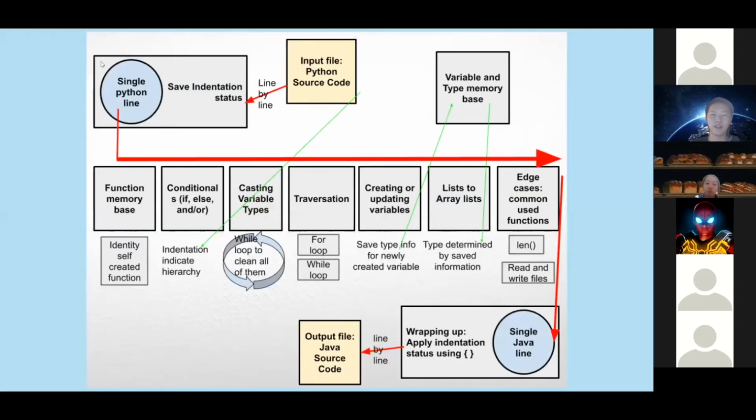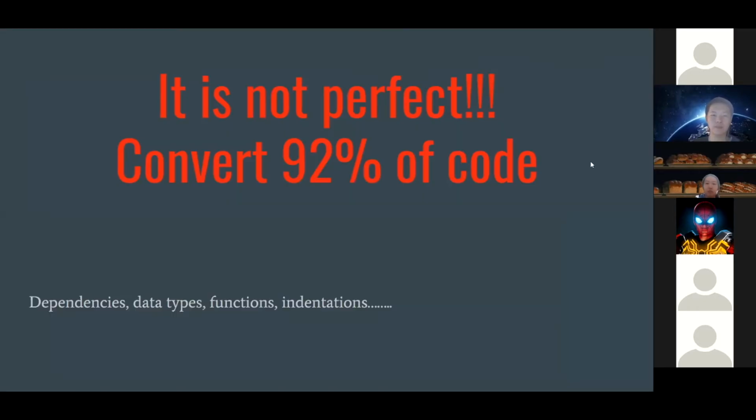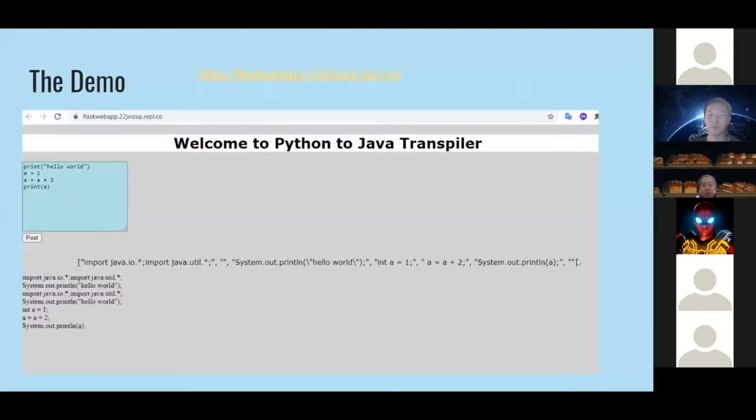Here will be a flowchart of how my code actually works. We'll go back to this after I demonstrate some examples. But before we go to the demonstration, I want you to know that it is not perfect. My code cannot perfectly translate Python into Java, which is something tech giants are doing. Google is doing that. Facebook is doing that. But I'm not able to do that kind of grand task. My code is only able to cover about 92% of the code. So there are dependencies, data types, functions, or indentations which my code will have problems with.